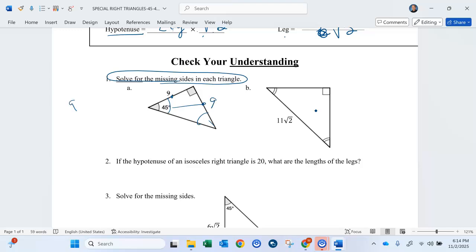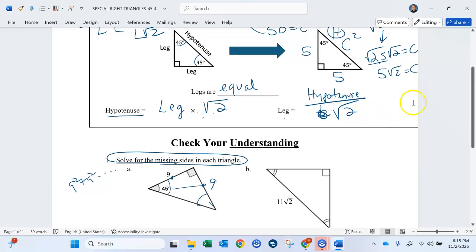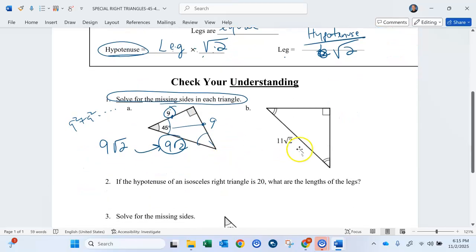Now, we could go 9 squared plus 9 squared, and we could keep going, dot, dot, dot. But if we know that this is a 45, 45, 90, we know that these are the legs, and the hypotenuse is equal to the leg times root 2. Well, this is the leg, right? So that means 9 times root 2 is equal to that. And we're done. It's that quick. So it saves us a lot of time, okay?